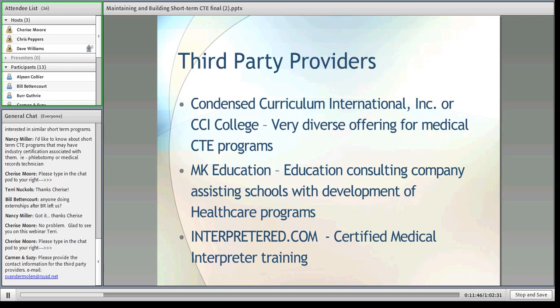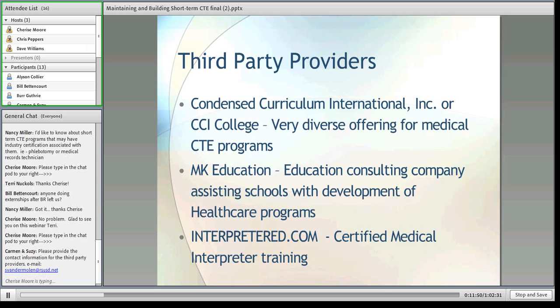I also just received information. I looked at it, which has not been totally in depth yet. It looked more that they were an education society assisting schools with development of healthcare programs, but not necessarily providers such as Boston Reed.